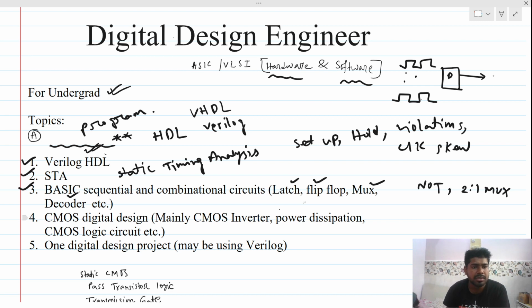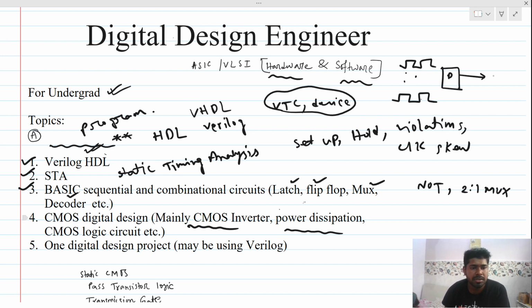Then comes CMOS digital design. For this you have to study mainly the CMOS inverter, every aspect of it, like the VTC curve, device physics, and everything related to the CMOS inverter. Then comes power dissipation of the CMOS inverter. There are three types of power dissipation, and you need to study them thoroughly.